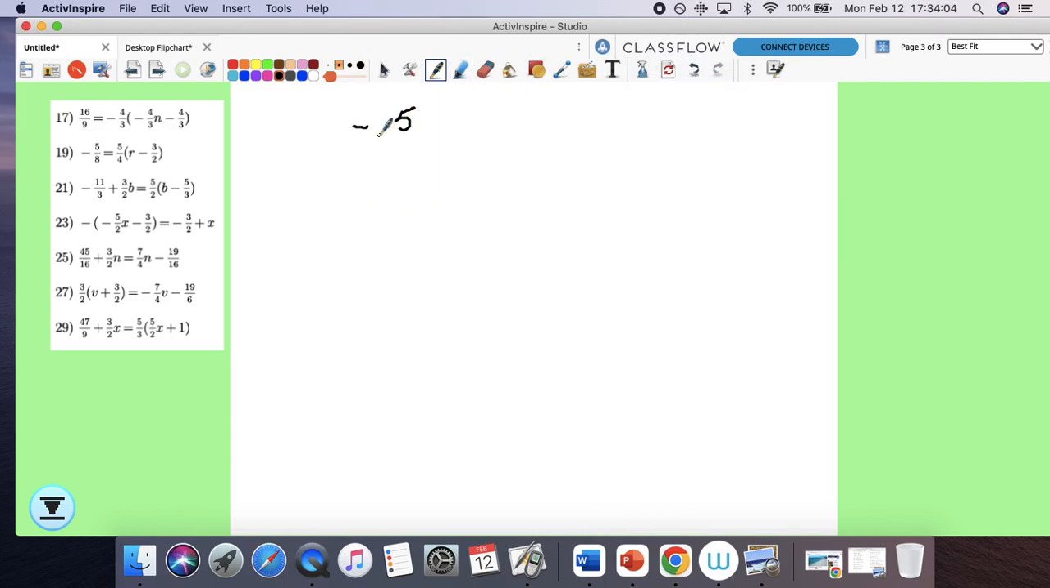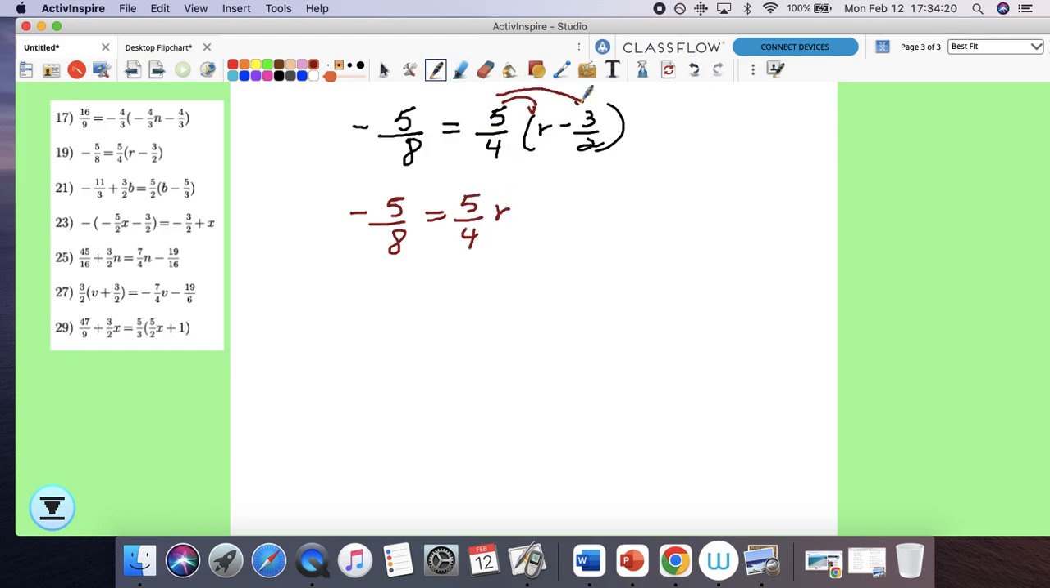Negative 5 over 8 equals 5 over 4r minus 3 over 2. I'm just going to do this distributive property. Negative 5 over 8 here. 5/4 times r is just 5/4 r. And then these two multiplied. There's nothing to simplify. So it's going to be negative, first of all. 5 times 3 is 15. 4 times 2 is 8.